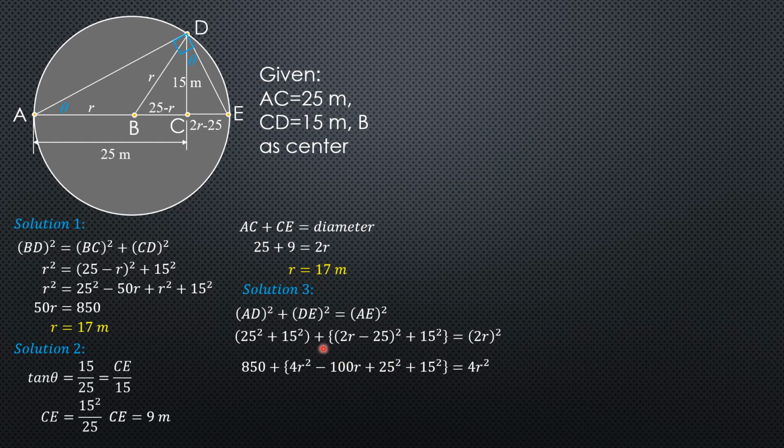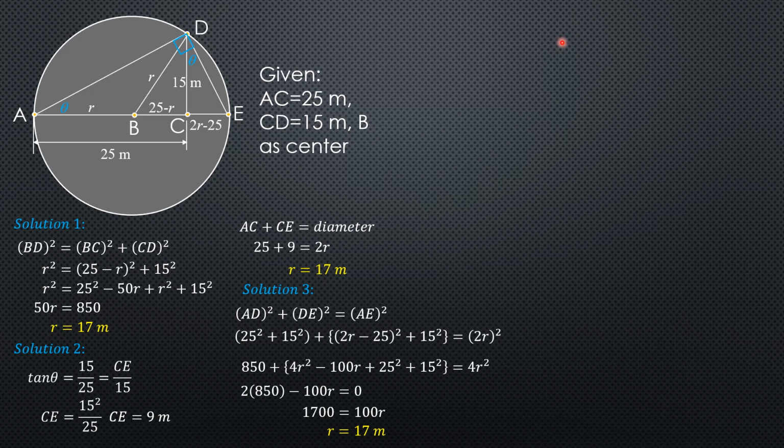So we can cancel 4R square. Then 25 square plus 15 square is also 850. So 2 times 850 minus 100R equals 0. 1700 equals 100R. So R is 1700 over 100. R is 17 meters.